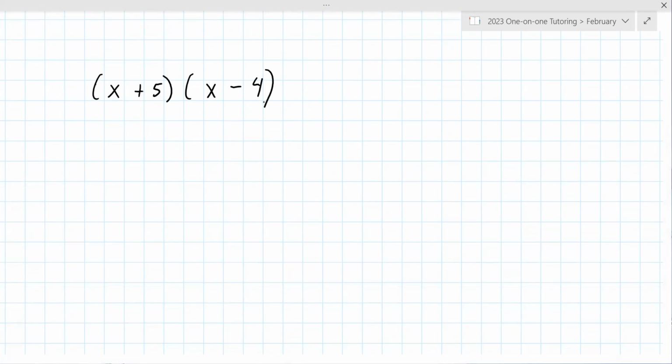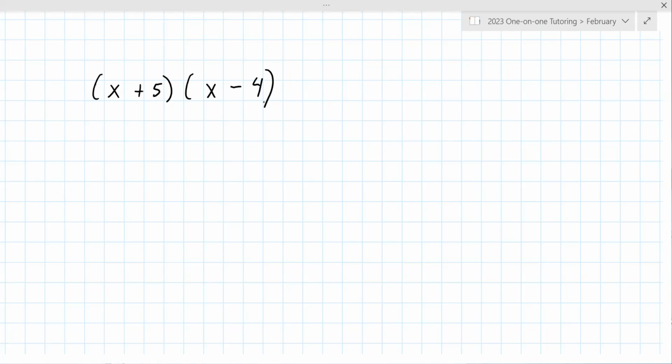So another possibility is that one is positive and one is negative. Same thing though, you still FOIL, you still multiply x times x, x times -4, 5 times x, and 5 times -4. But this is the other possibility that you might see. So you want to give this one a try?